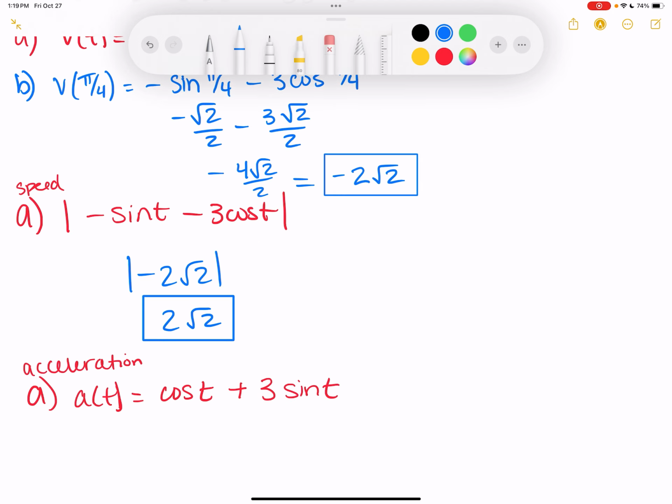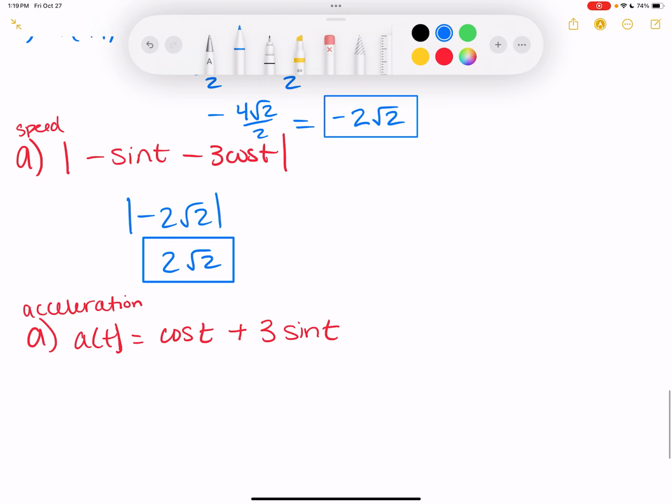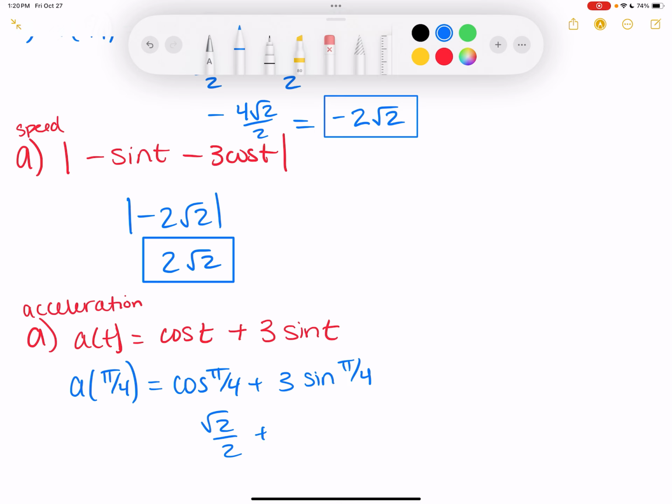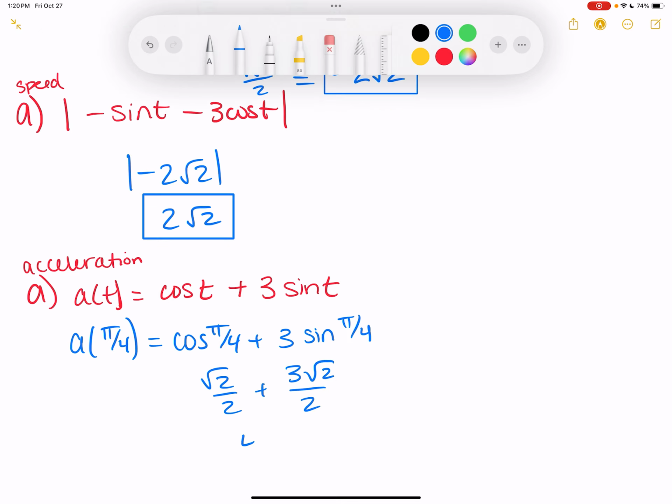And then acceleration, we've got cosine of pi over 4 plus 3 sine of pi over 4. So this is root 2 over 2 plus 3 root 2 over 2, which is 4 root 2 over 2, also known as 2 root 2. So many roots.